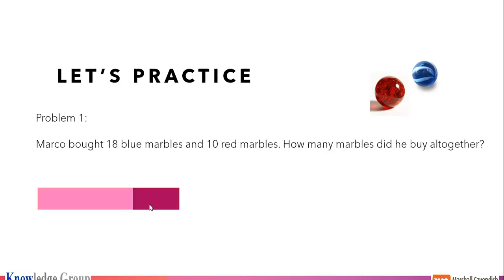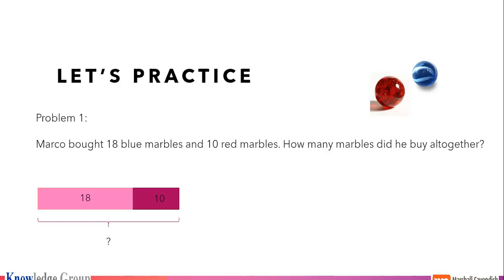I have my bar divided in two parts because they're telling me there are 18 in blue and 10 in red. So I have two colors, so I have two parts. And I don't know the total. That's why I have a question mark here, because I don't know. That's what I have to find, right? And then what do I have to put inside of my bar? Yes, I'm gonna put the numbers that represent each part. 18 is the biggest part, and then 10.